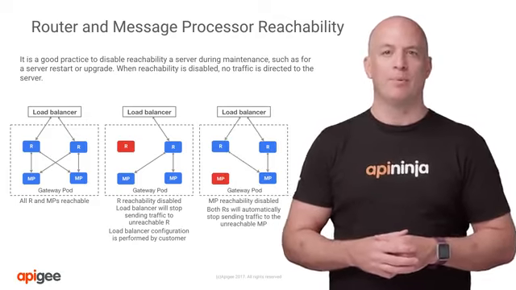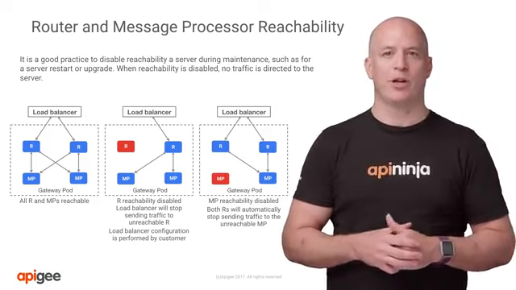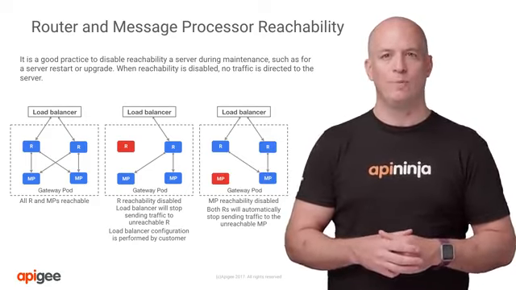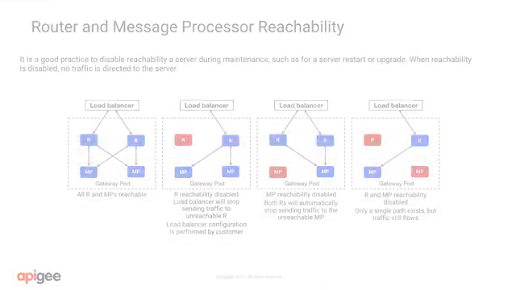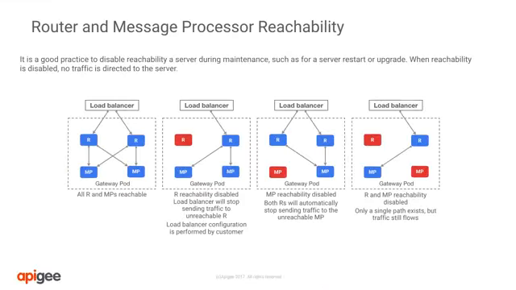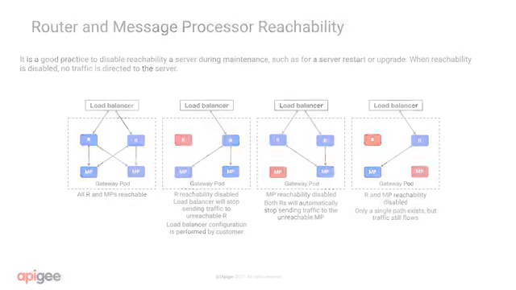In the third example, reachability of a message processor has been disabled, so the routers automatically only send traffic to the reachable message processor. In this final example, one router and one message processor have reachability disabled. Only a single path exists, but traffic still flows. Following this approach allows maintenance to happen even during busy times with no impact to end users.